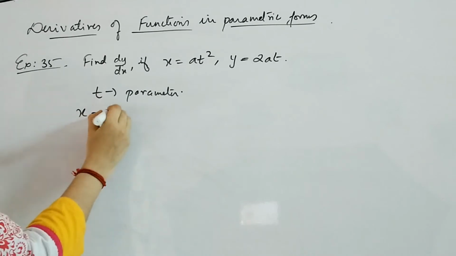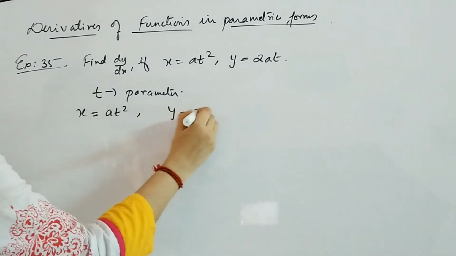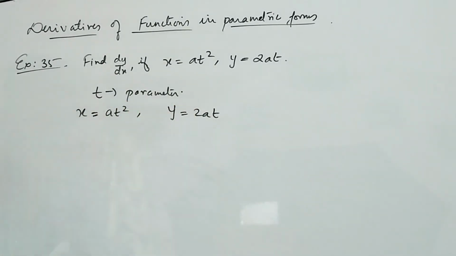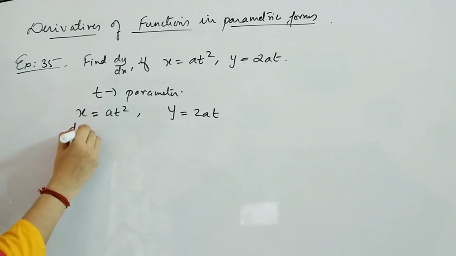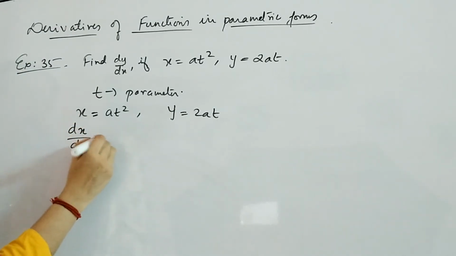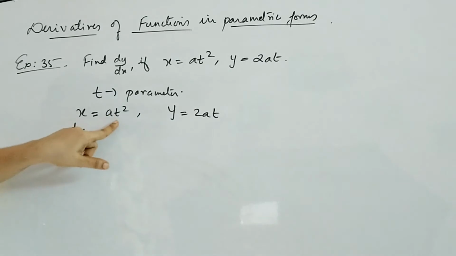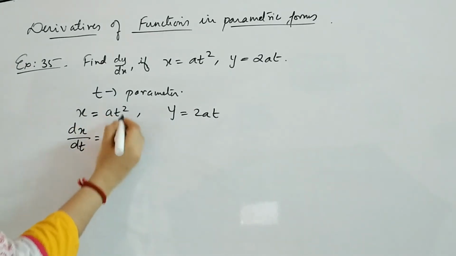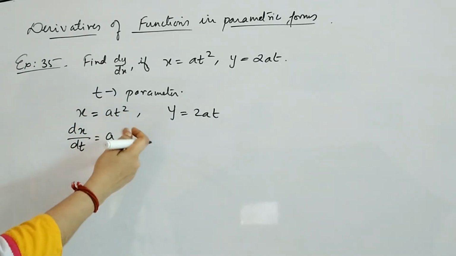So for that, x is equal to at square and y is equal to 2at should be differentiated with respect to t. So x equal to will give you dx by dt equal to, after differentiating with respect to t, and here you will get a is constant, t square as you do in your x square.